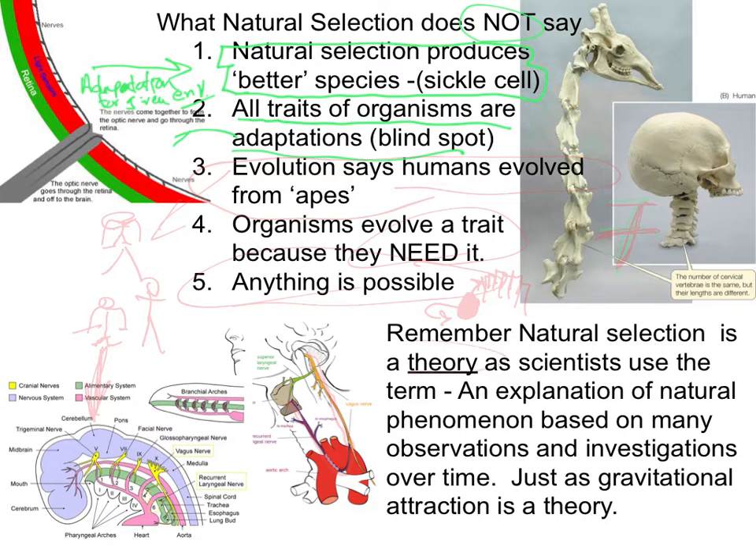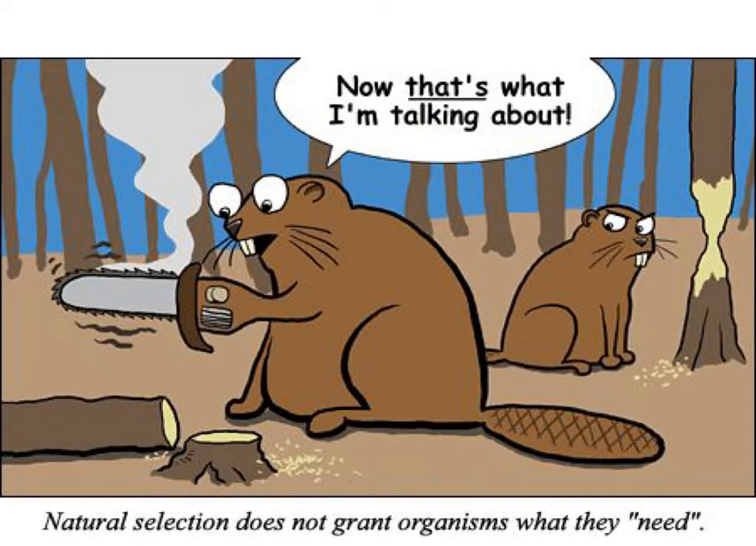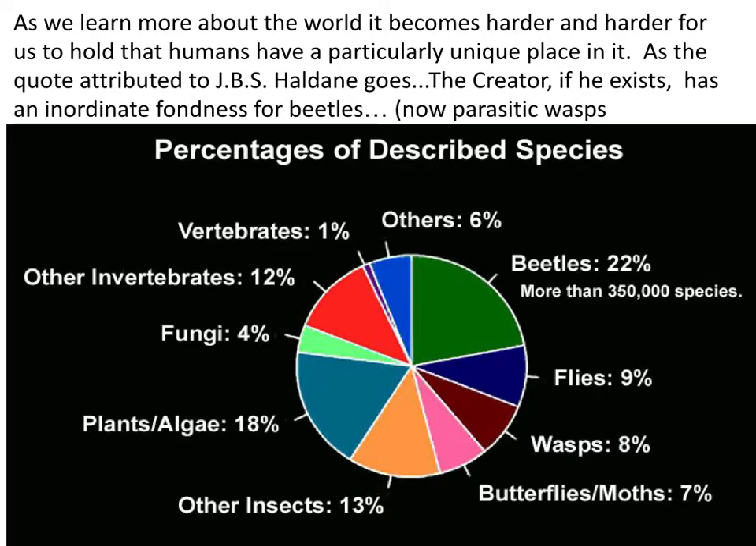And then just this point that a theory is not like a possibility. It's not the way that we use a theory. A theory is an explanation of natural phenomena based on many, many observations. And we've been able to observe evolution happening. So it is something that occurs. Again, you don't get something just because you want it. That'd be awesome. We don't have that.